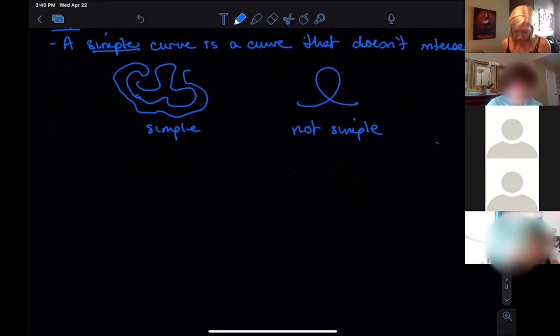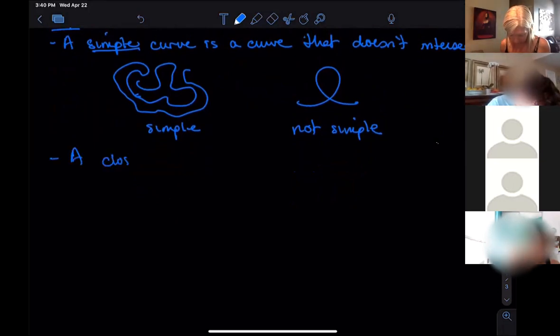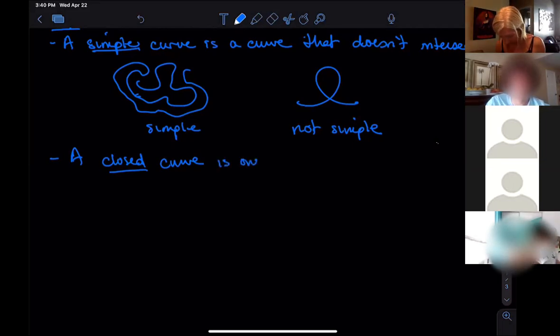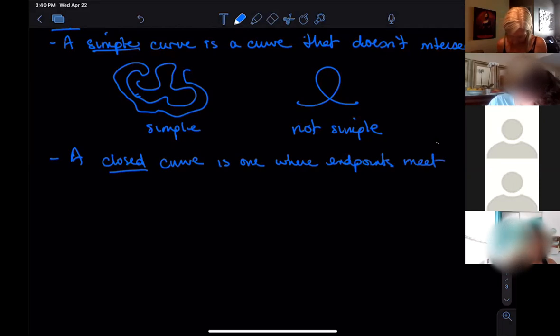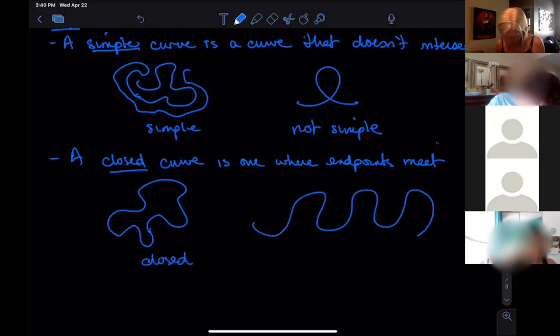Another definition I want us to know is a closed curve is one where the endpoints meet. So it closes up. So here, this thing is a closed curve, and this thing is not closed.